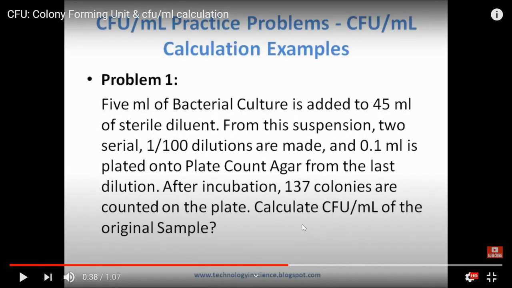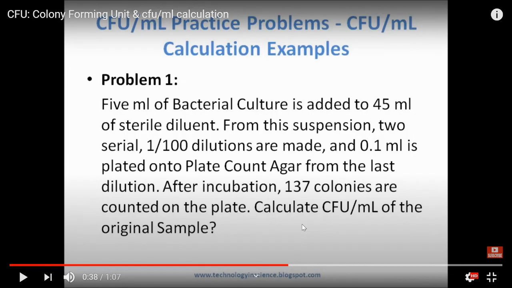And then we perform 2 dilutions that are 1 to 100 dilutions. Exponentially, what is 1 over 100? 0.1, right, but exponentially, what is it? 1 over 100 is 10 to the what? Negative 2, right, so 10 to the negative 2.